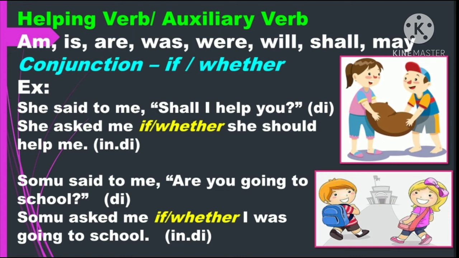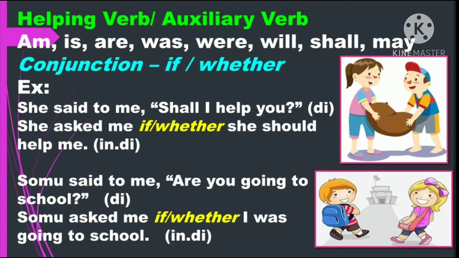Look at the example. She said to me, "Shall I help you?" That is direct speech. So, when it goes to indirect speech, she asked me if or whether she should help me. So, there we are using if or whether as a conjunction word.